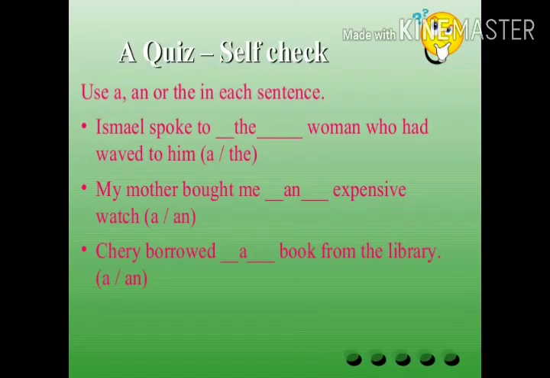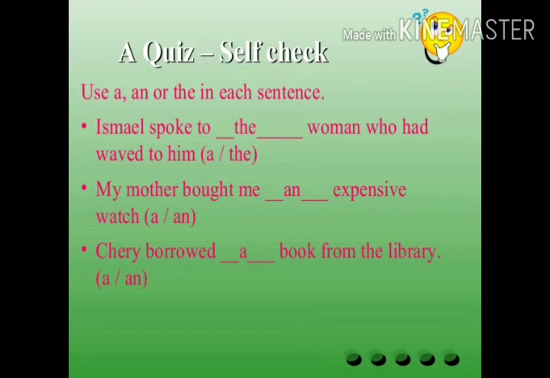Quiz and self-check. Use a, an, and the in each sentence. First one: Snama spoke to dash woman who had waved to him. So here woman is a particular person we are talking about, so we put "the" there. Second: my mother bought me dash expensive watch. So here expensive, E is a vowel and we are getting the vowel sound here also, so we will put "an" there.